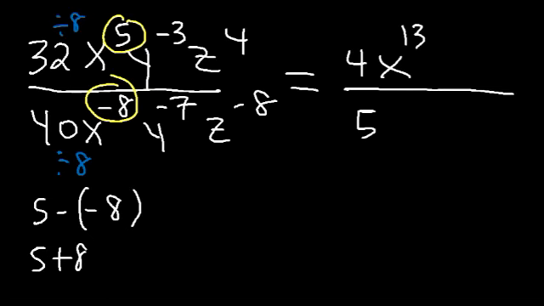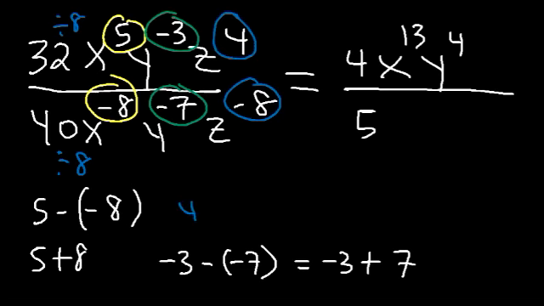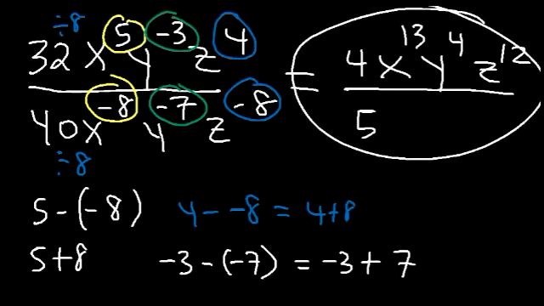Now what's y to the -3 divided by y to the -7? So what's -3 minus -7? -3 minus -7 is the same as -3 plus 7, which is 4. So we have y to the 4th power. Now for the z's, it's going to be 4 minus -8, which is the same as 4 plus 8, so that's 12. So this is the answer. We don't have any negative exponents, so we can leave the answer like this. Try this one.